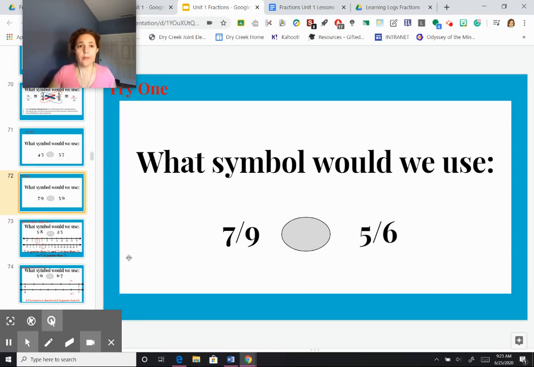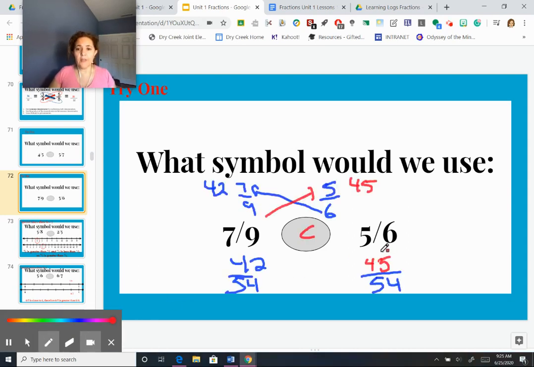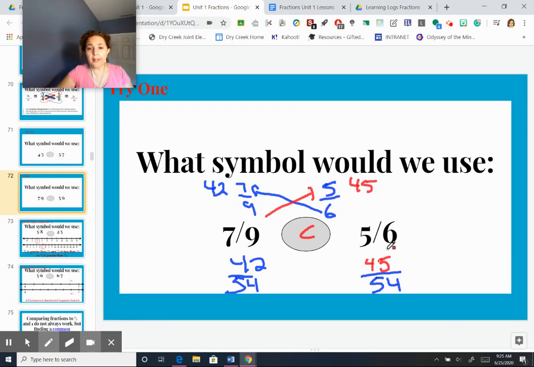Okay, try another one. What symbol would we use? Write it down in your math notebook. 7/9. What's bigger, 7/9 or 5/6? Write it down, figure it out, and then come back to me. All right, so if you said 5/6 is bigger, you'd be correct.